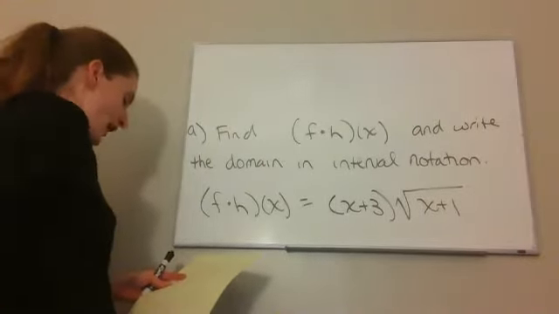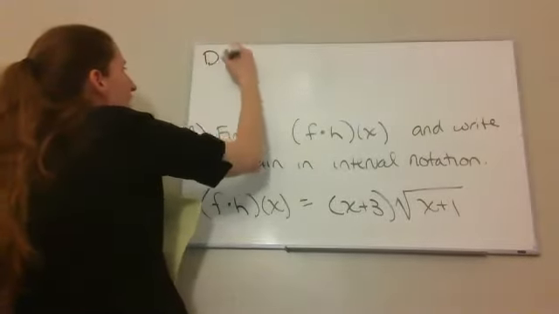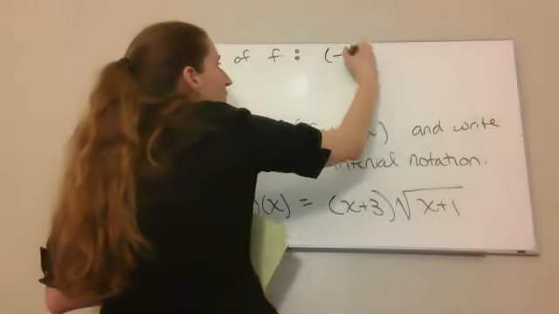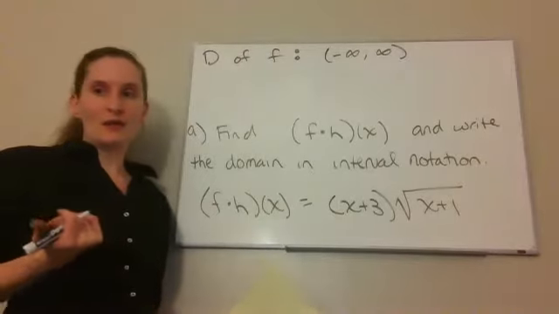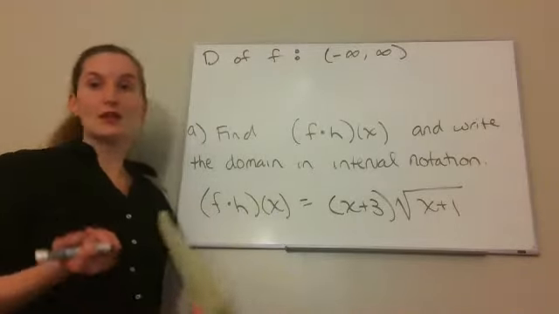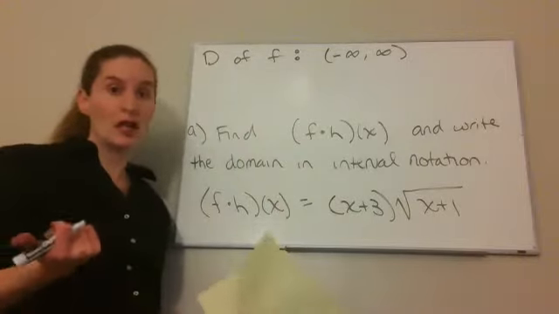So my function f was x plus 3. So the domain of f was just all real numbers, negative infinity to positive infinity. Because x plus 3, you can plug anything you want into it, and you're not going to have any problems. We're not dividing by 0, and we don't have any square roots of negatives, so it's all good to go.